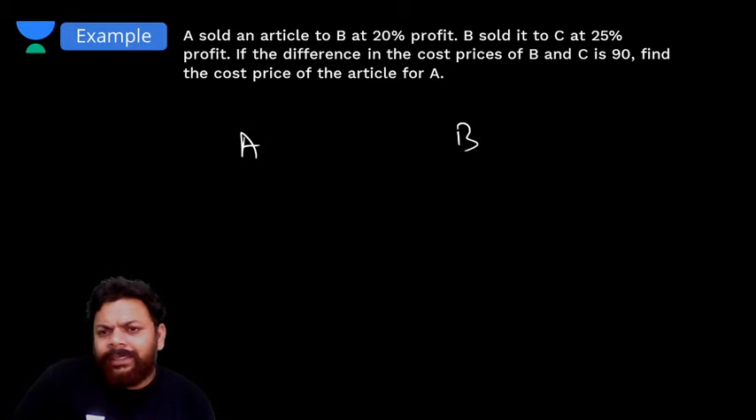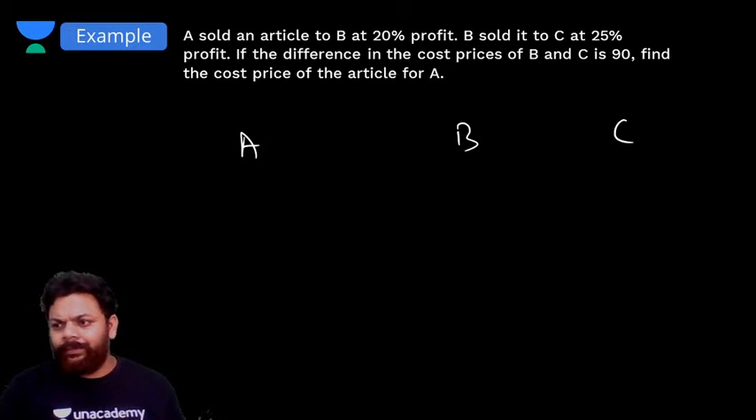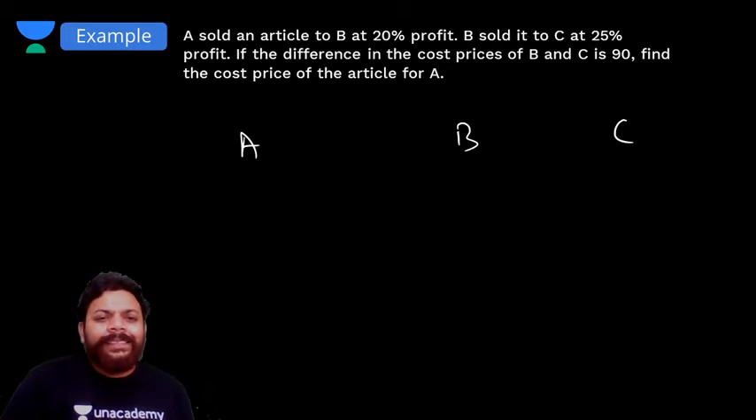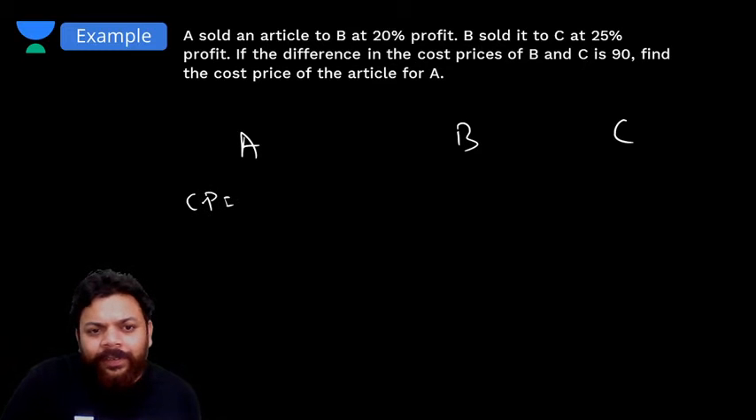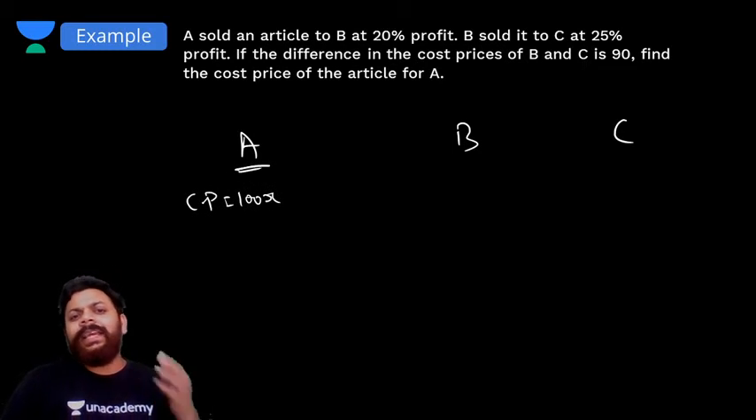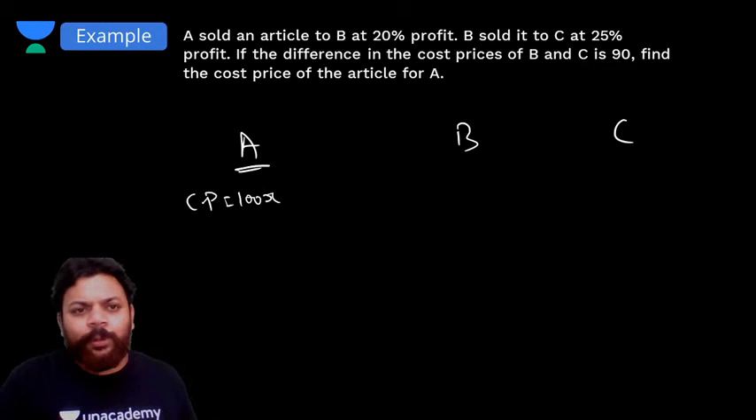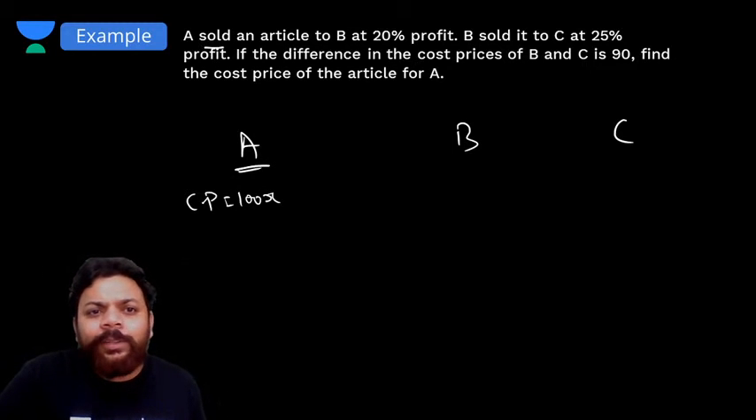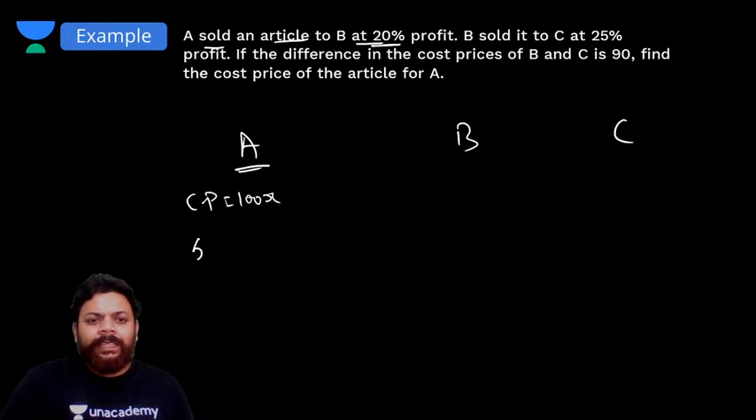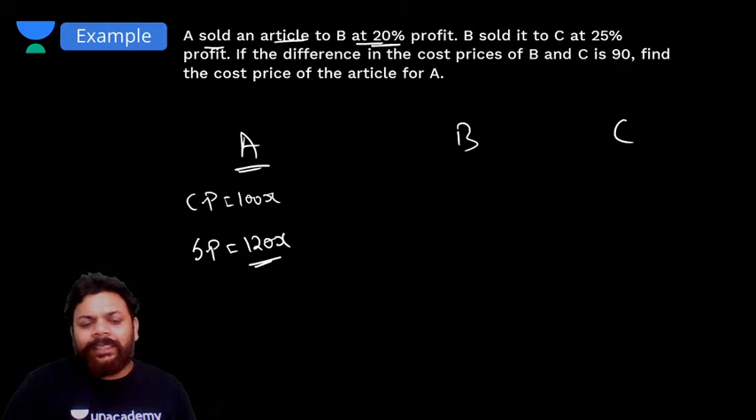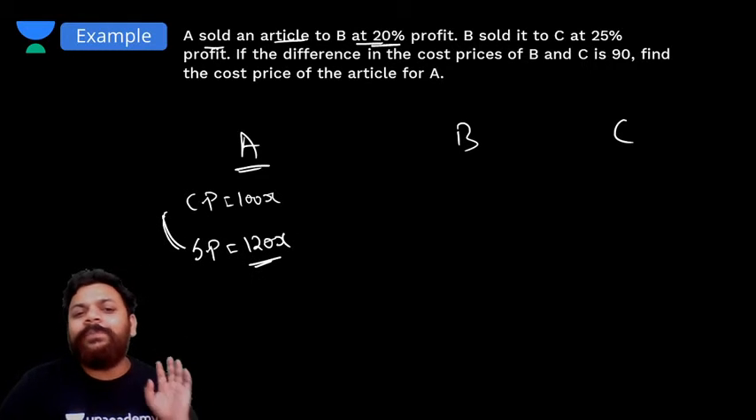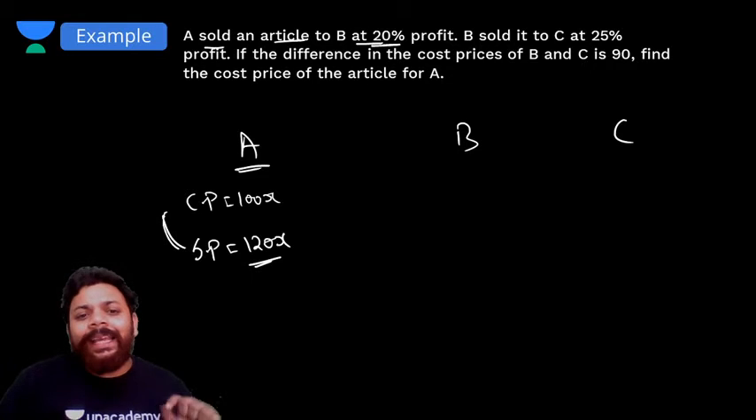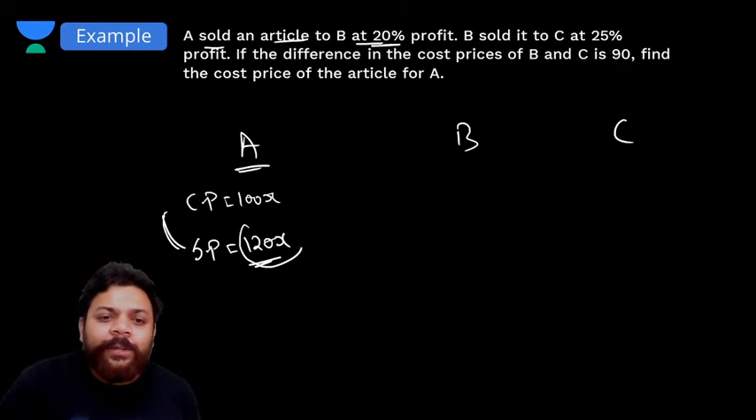A, B, and C. If I consider the cost price of A as 100x, that means A has bought a product for 100 rupees, and A sold that article to B at 20% profit. That means the selling price for A will be 120x, because only then will A get a 20% profit. And A sold it to B for 120 rupees.